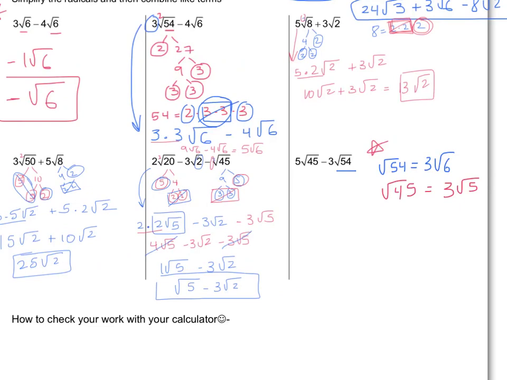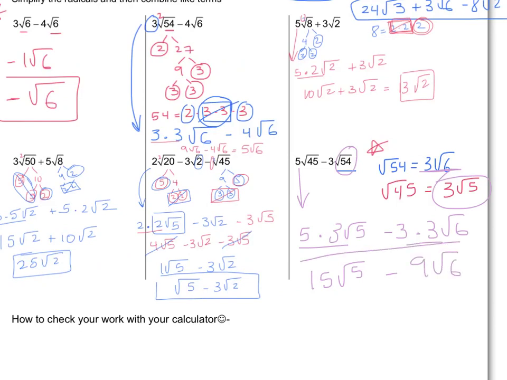Now copy the 5 down. Radical 45 is 3 radical 5, so multiplied by 3 radical 5. Negative 3. And then radical 54 is 3 radical 6, so multiplied by 3 radical 6. Now 5 times 3 is 15 radical 5, minus 3 times 3 is 9 radical 6. So that would be the final answer, since you cannot combine radical 5 and radical 6.